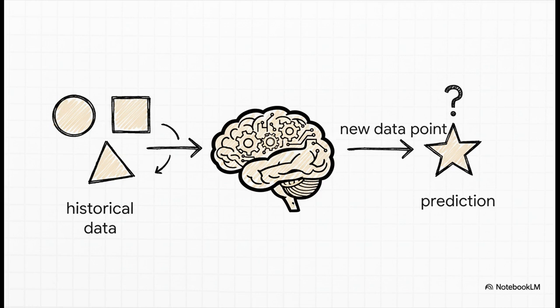It's not about giving a computer a bunch of rigid instructions. Nope. It's about letting it learn from experience. We just feed it a whole lot of data from the past, and it starts to figure out the patterns, the relationships, so it can make these really smart guesses about new stuff it's never seen before.